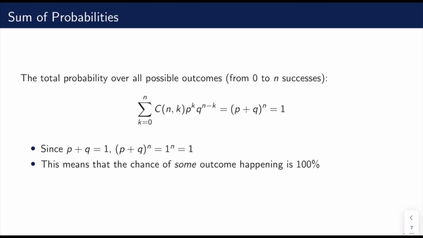What we're looking at here is the sum of all the probabilities for getting 0 through n successes. Each term in this sum represents the probability of getting exactly 0, 1, 2, up to n successes. But this whole expression on the left is actually the binomial theorem. So we're just using that theorem in reverse. And since p plus q always equals 1, we get p plus q raised to the n equals 1 to the n, which will always equal 1. So the total probability of all possible outcomes from 0 to n successes is 1, like we'd expect.